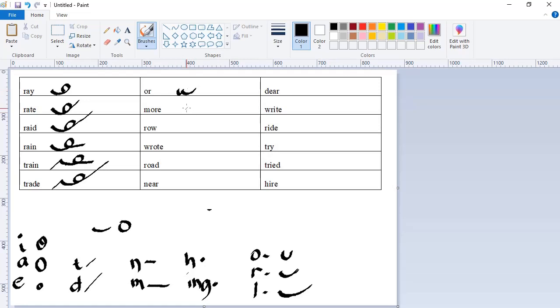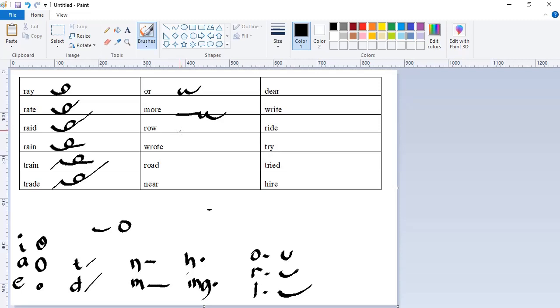Or, we have O and then R. That is how you stroke or. We have O and R. You see the difference? O should always be smaller compared to R. Now, more. We have M for M, and then we have O, and then we have R. More. Ulitin po natin. M, O, R. More.